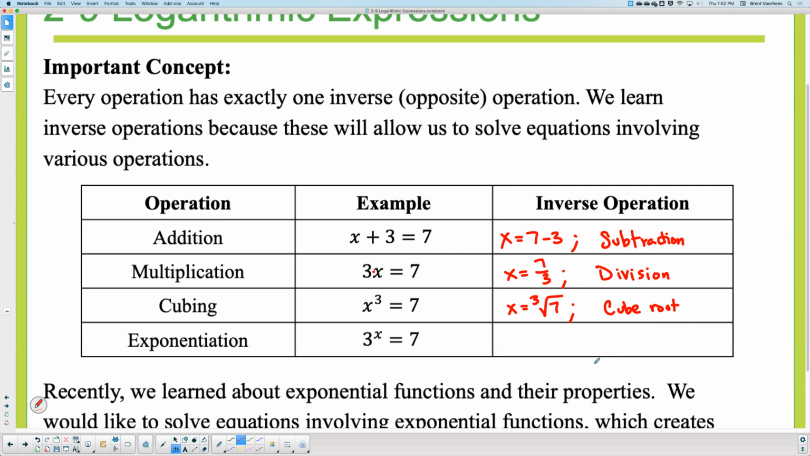Now, the new one today is for, here's a big word, exponentiation, which just means something is raised to the power of x, your independent variable. How could I solve 3 to the power of x equals 7? What you would do is convert this to a log. We're going to find out that x will equal log base 3 of 7. And so the inverse operation is a logarithm.